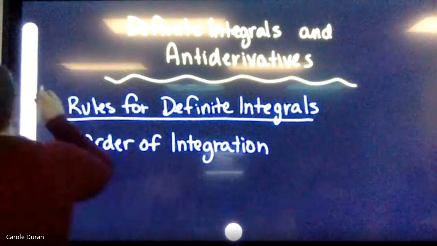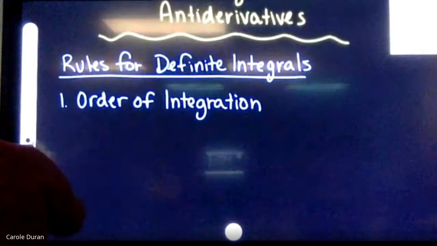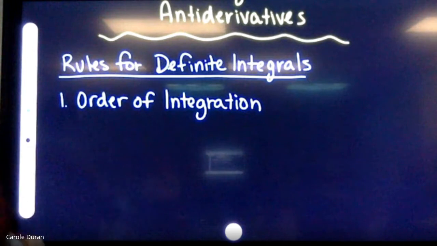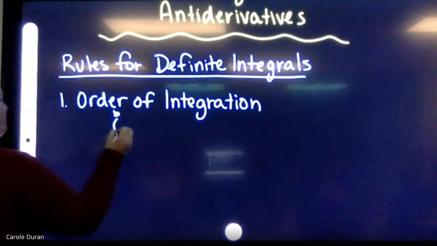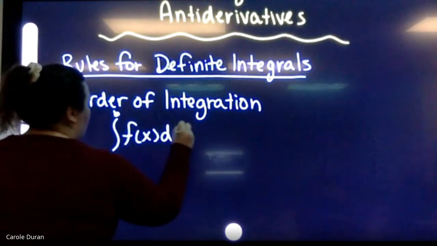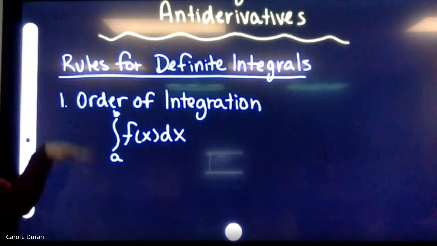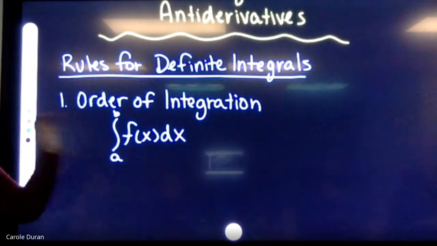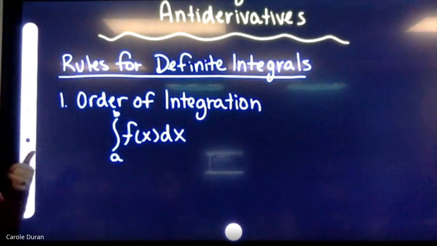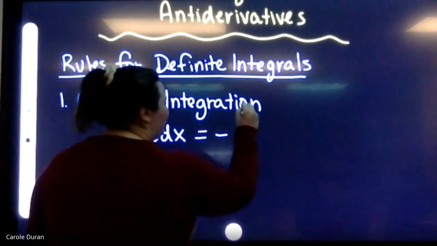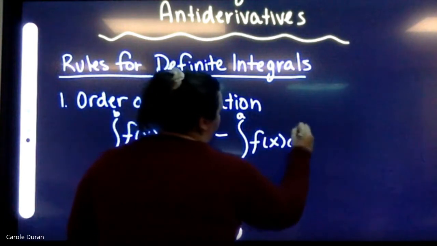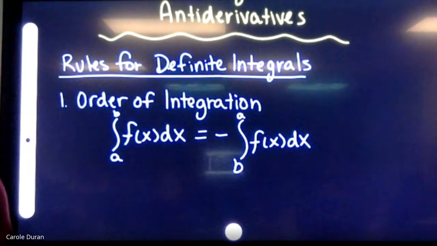The first one is called order of integration. When I talk about integrating, we always read from bottom to top for the interval. So this is the integral from a to b of the function f of x dx. If I were to flip the order of my interval, I must also change the positivity of my integral. So this would be equal to the negative integral from b to a of that same function f of x dx. So if I change the order, I also have to change the positivity.